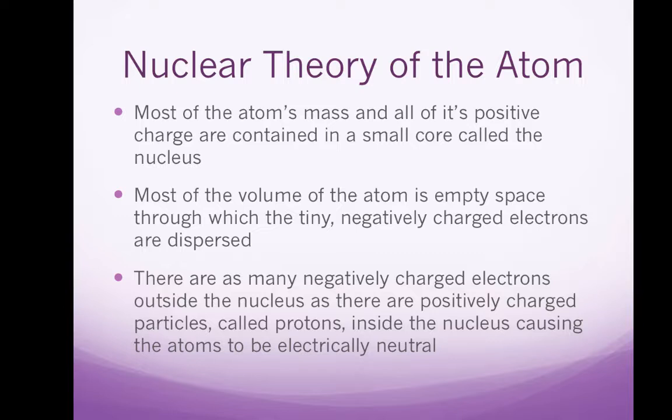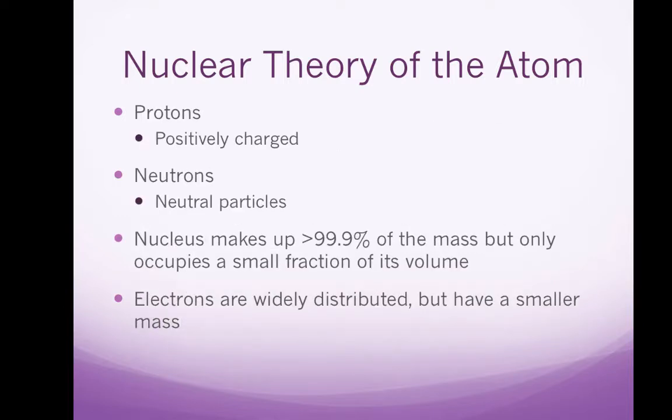Later work by Rutherford demonstrated the atom's nucleus contained both positive protons and neutral neutrons. So like I just said, protons are positively charged particles, neutrons are neutral particles, and these are both contained in the nucleus. The nucleus makes up more than 99.9% of the mass, but only occupies a very small fraction of its volume.